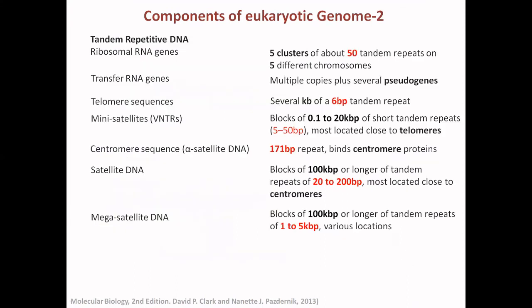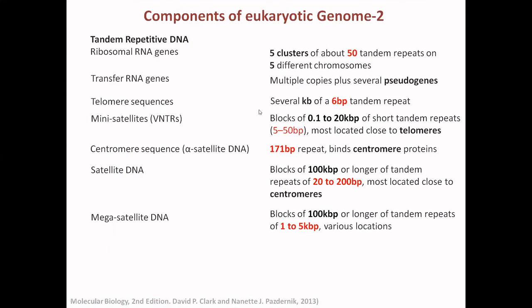200,000 copies. Okay, the others: tandem repetitive DNA like ribosomal RNA is present in 5 clusters, and in each cluster there are 50 tandem repeats, and each of these 5 clusters is located on one chromosome, so it is found on 5 different chromosomes. Then there is the transfer RNA gene, which actually recruits the specific amino acids according to the information available in the mRNA. It is found in multiple copies along with several pseudogenes, that we already discussed what a pseudogene is. Then the telomere sequence.